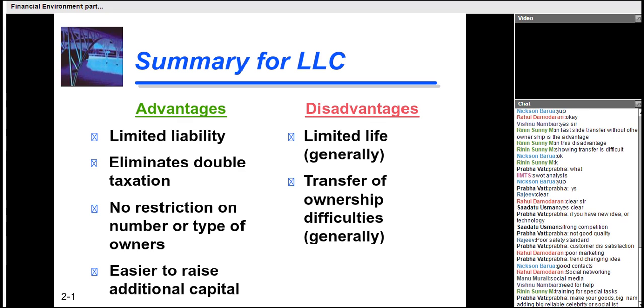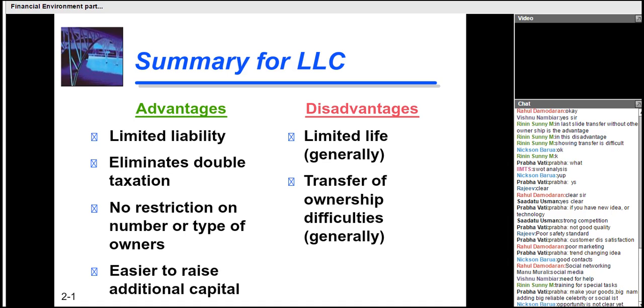Suppose you make your goods a big name by adding a big reliable celebrity or socialite. Provide is not very clear to me, but that could be your strength. An opportunity is something which you can exploit.